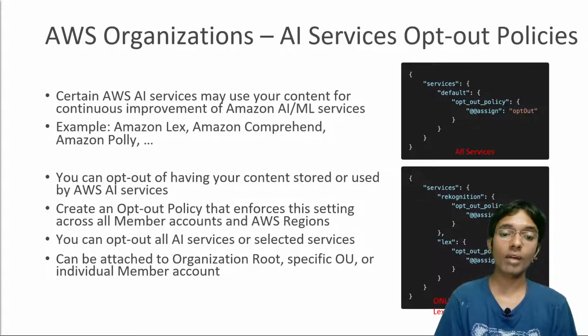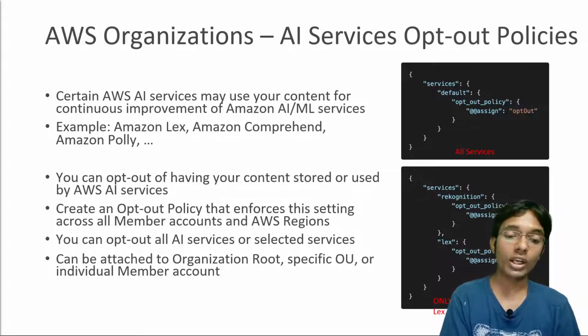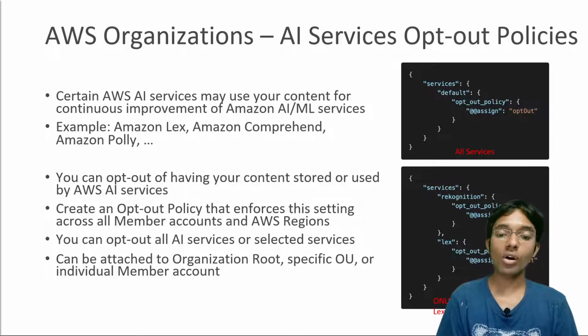For this, you have to create an opt-out policy which will apply to all the member accounts and all AWS regions. You can opt out of all AI services using this, or you can opt out just for specific AWS services. For example, on the bottom right, I am opting out for Amazon Rekognition only. Rekognition is face analysis, object recognition, and so on. These policies can be attached to the organization root, specific organizational units, or directly to individual member accounts.